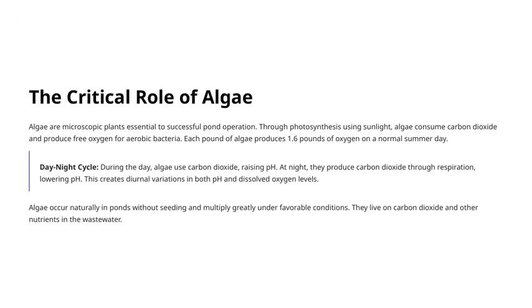To give you a sense of scale, each pound of algae can produce about 1.6 pounds of oxygen on a typical summer day. Now, there's an interesting aspect to their activity related to the day-night cycle. During the day, algae actively use carbon dioxide, which helps raise the pH level of the water. But at night, they switch gears and produce carbon dioxide through respiration, which causes the pH to drop. This natural fluctuation results in daily variations in both pH and dissolved oxygen levels in the pond.